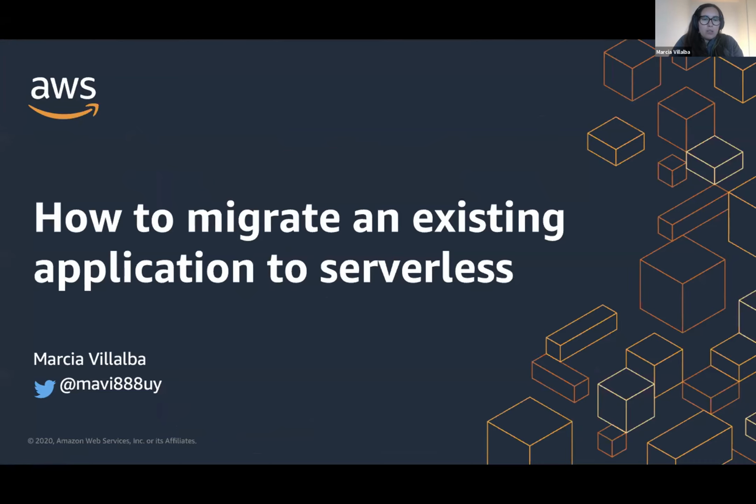So we are going to talk today about how to migrate existing applications to serverless. I will talk a little bit about some examples that are more about monolith and also microservices. So it's a mix of both.